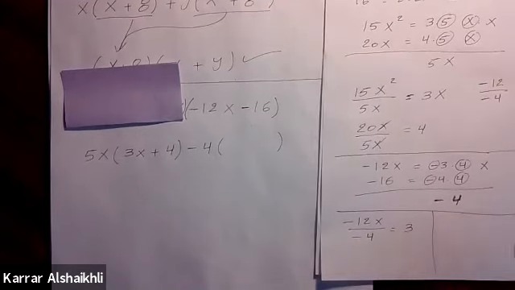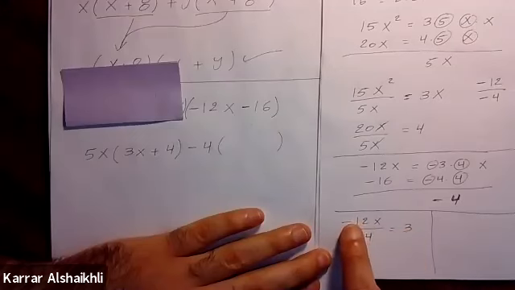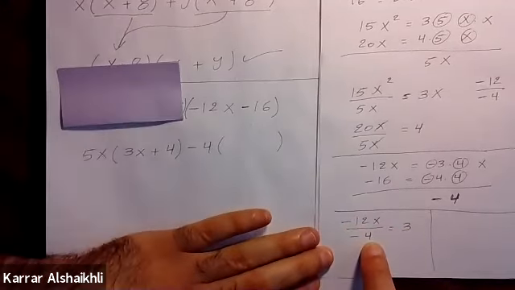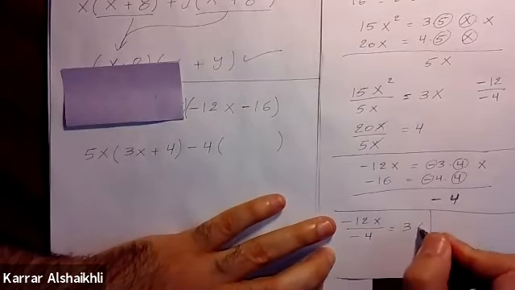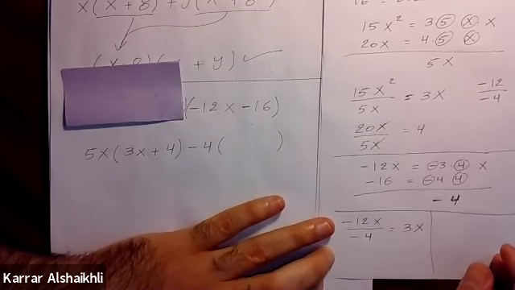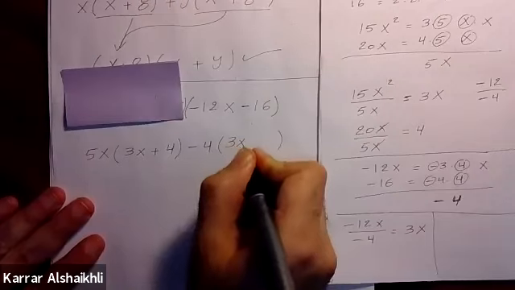Now, when there's just one x and one number, the x stays by itself. So it won't be one x, it will be just a number, because there is no x here. So negative 12 divided by negative 4 is going to be 3. There is no x here, so you have to write it down. You got it? Yes. So I'm gonna write down here 3x.